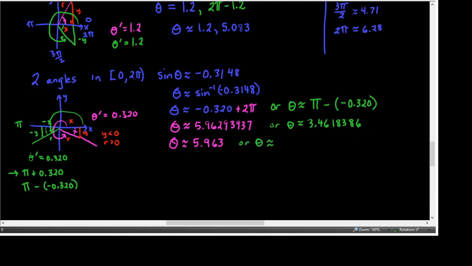Okay, so rounding to the correct number of decimal places will get us 3.462. And those are the two angles. And if you want to consider, does that make sense? Pi is 3.14. 3.462 is just a little bit further along. That makes sense to me. It's just past pi.